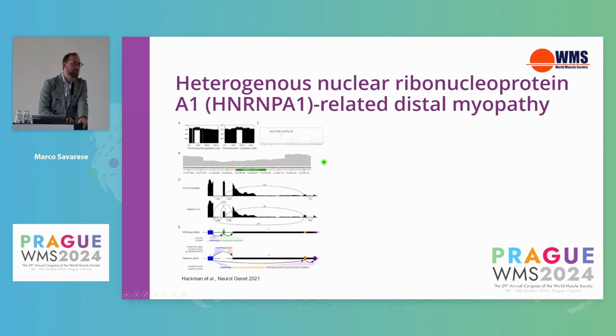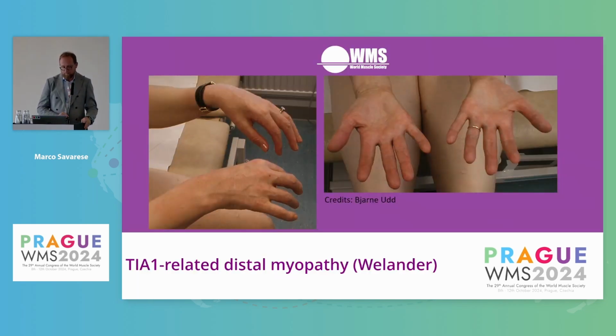To be honest, we have a number of other families, not with the deletion, but with point mutations. And be careful because, unfortunately, several commercial exomes miss part of this gene. So technically, you may miss variants in these specific genes. The second form is TIA1. This is quite well known because it's quite common in Northern Europe, in particular in Sweden and partly in Finland. You see the characteristic hands.